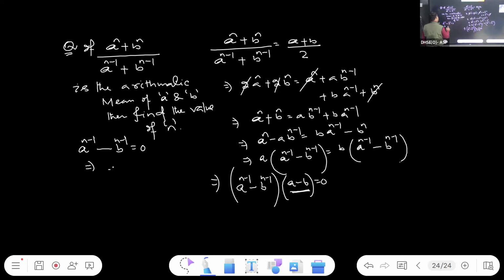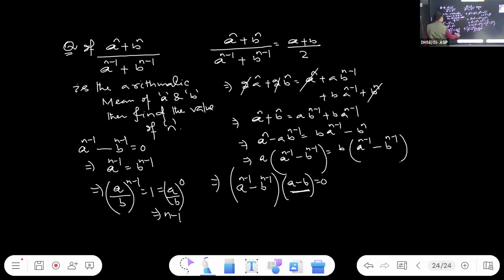This implies A to the power n minus 1 is equal to B to the power n minus 1. Dividing both sides by B to the power n minus 1, we get (A upon B) to the power n minus 1 is equal to 1. This is equal to (A by B) to the power 0. This implies n minus 1 is equal to 0, which implies n is equal to 1. So A minus B is equal to 0 implies n is equal to 1.